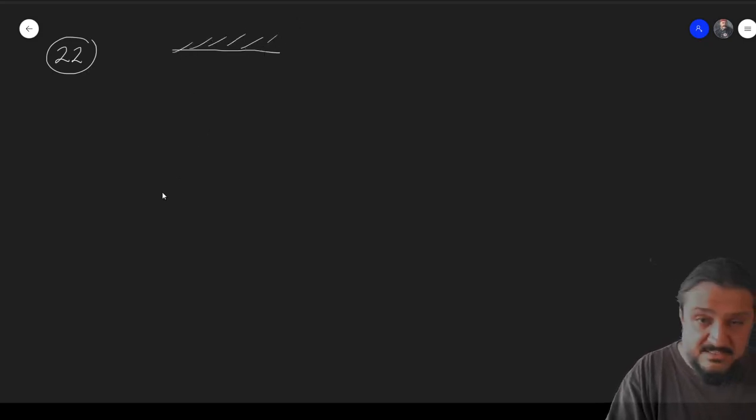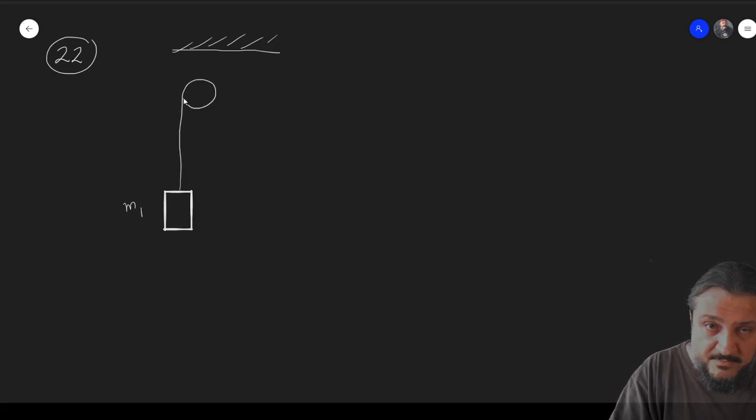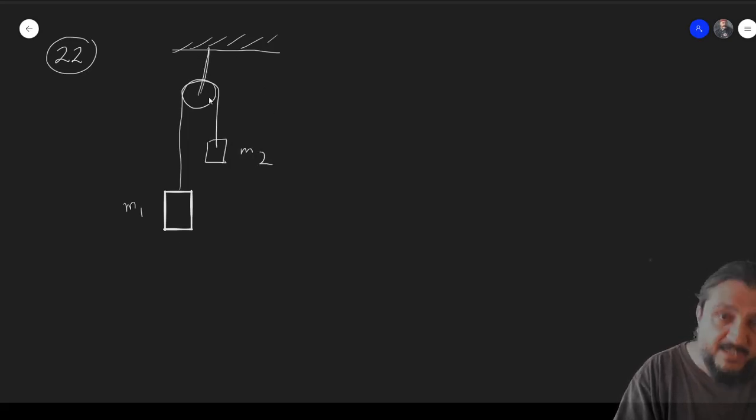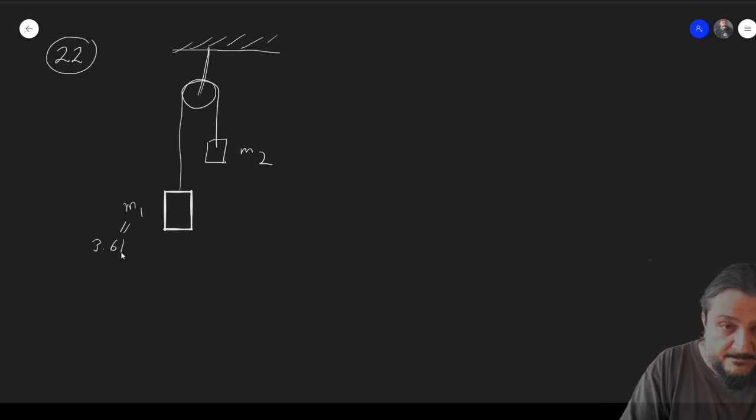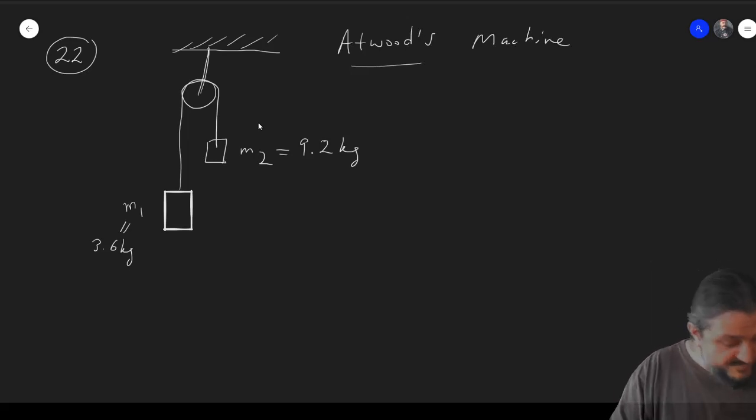Number 22. Two blocks are connected by an ideal cord that passes over a frictionless pulley. So the two masses, m1 connected to m2 over a massless and frictionless pulley. m1 is 3.6 kilograms and m2 is 9.2, heavier. By the way, this is called Atwood's machine. Okay, this problem is called Atwood's machine.